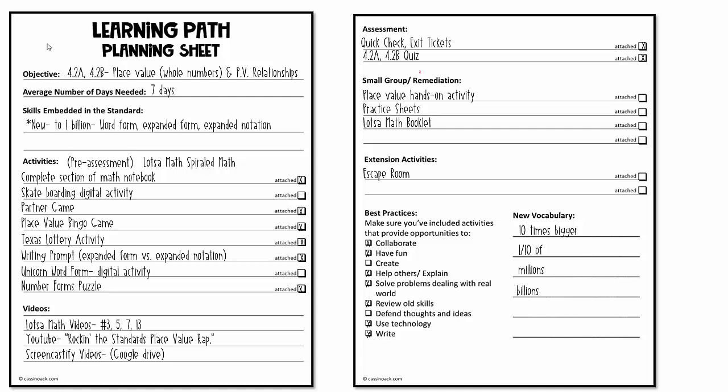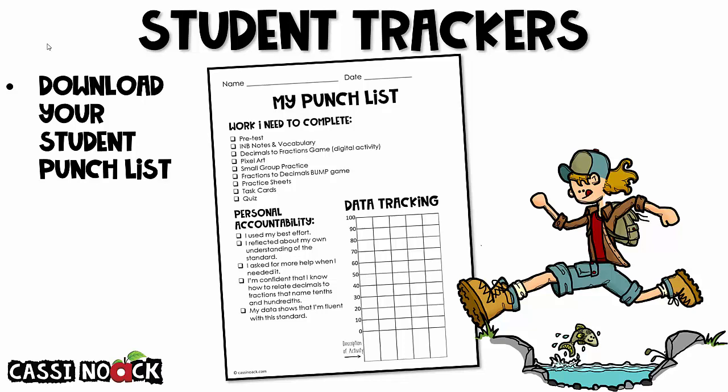And finally, just think about the vocabulary that's new to the students for the objective that you're teaching. All of this work that you've done makes implementing the differentiated instruction so much easier. So now let's take a closer look at the student tracker.